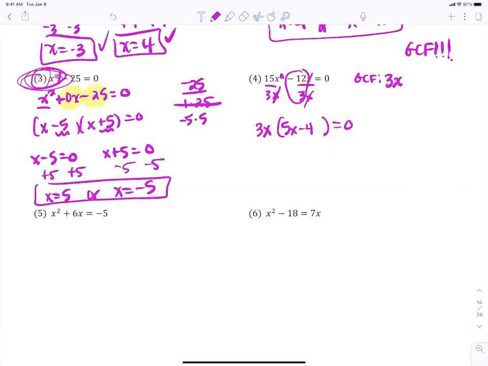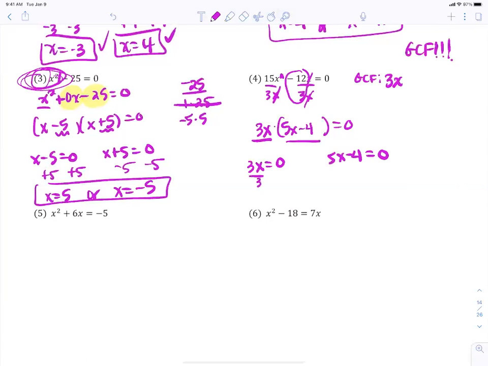That is your hint that you are done, at least with the factoring aspect. We still have to go through and solve. So here I had a GCF. The GCF is treated like any other factor. We still take it, we set it equal to 0. I'm going to take the other factor, which is 5x minus 4, and I'm going to set that guy equal to 0. And both of these I'm going to solve.